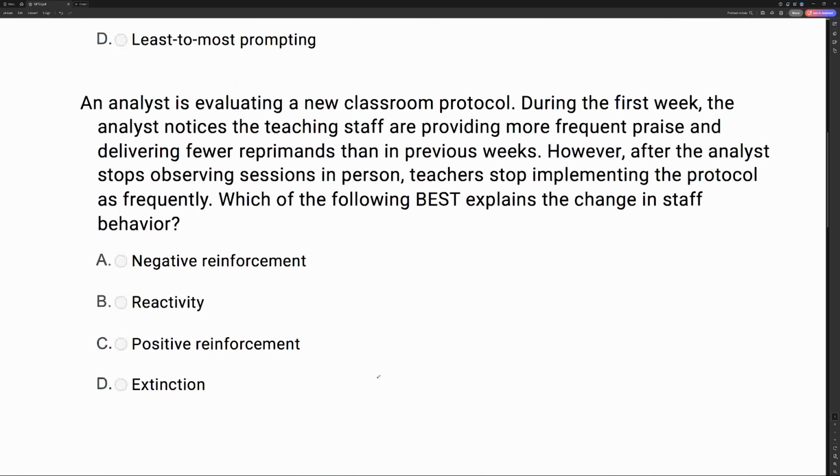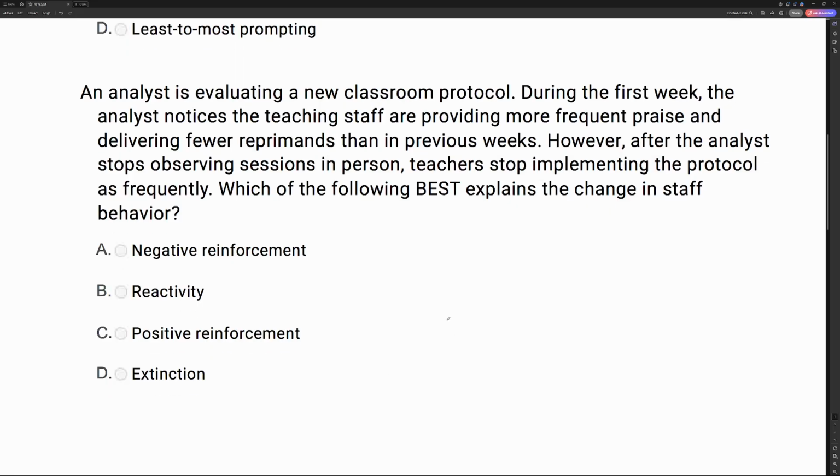An analyst is evaluating a new classroom protocol. During the first week, the analyst notices the teaching staff are providing more frequent praise and delivering fewer reprimands than in previous weeks. However, after the analyst stops observing sessions in person, teachers stop implementing the protocol as frequently. Which of the following best explains the change in staff behavior?